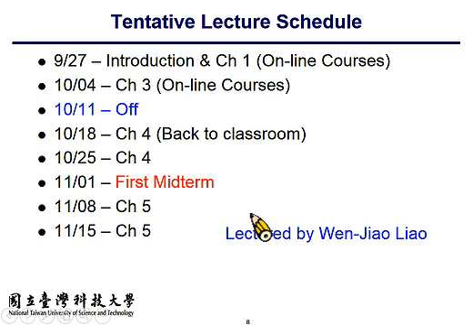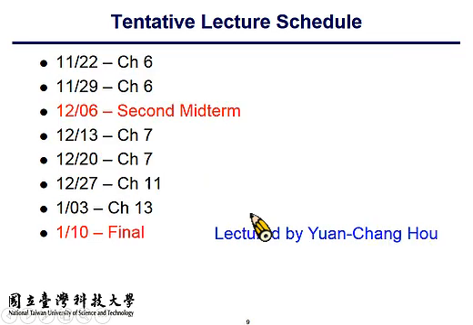That is the first half of this course. All the first 6 weeks will be taught by me. After that, the second half of this course will be lectured by Professor Wen-Jiao. He will cover chapter 6, and at the beginning of December 6, you will have the second midterm. Then you have 2 weeks for chapter 7, 1 week for chapter 11, and 1 week for chapter 13. And then we will have the final on January 10th next year.